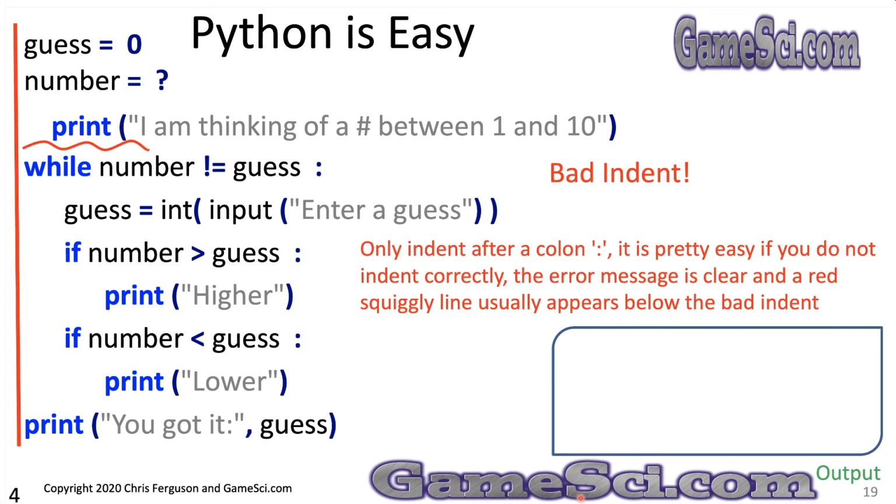Bad indent. Only indent after a colon. It's pretty easy if you do not indent correctly. The error message is clear and a red squiggly line usually appears to show you the bad indent. This is poorly indented. It should be indented the same amount as the code above and below it. Python will call you out. This program will not run. It'll stop and say you have to fix this indentation. And that's what I like about Python. It is very clear when you get the indentation wrong. It makes you go back and fix the indentation. An extra space here or 1 less space there, all of them Python will not allow. Python wants good indentation on all the lines of code.